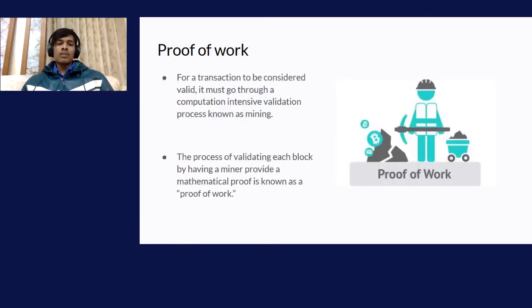And so there's this first consensus mechanism called proof of work. How it works is, for a transaction to be considered valid, it must go through a computationally intensive validation process known as mining. Mining is simply doing a mathematical problem that is quite hard. It's not hard, it's just that it takes a lot of time to compute. So it's like some kind of computation. It's like your computer is solving a math problem, and when that math problem is solved, it can be said that a new block was mined, which means a new block was added to the blockchain.